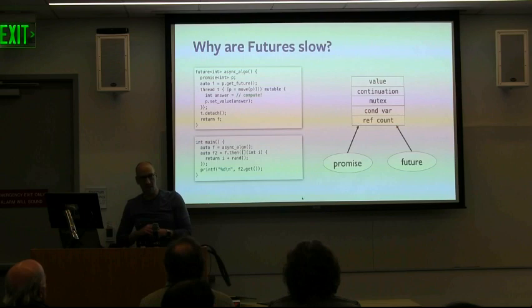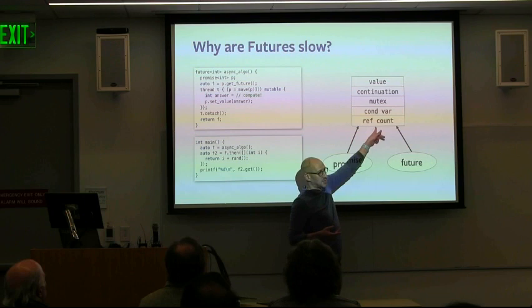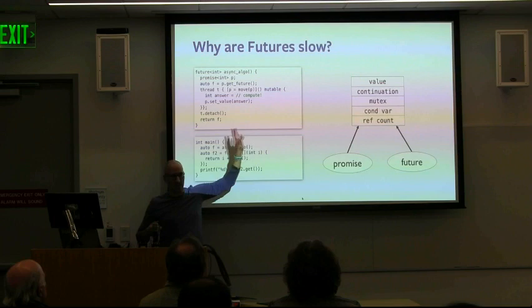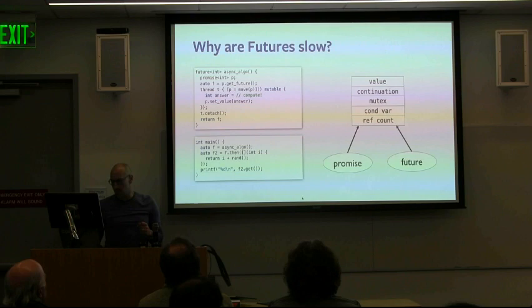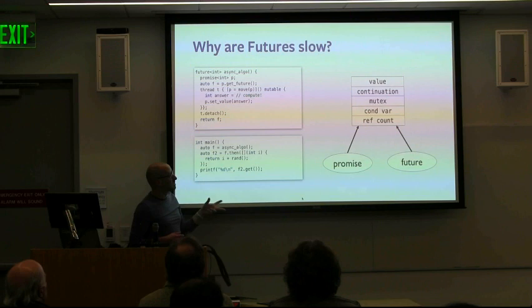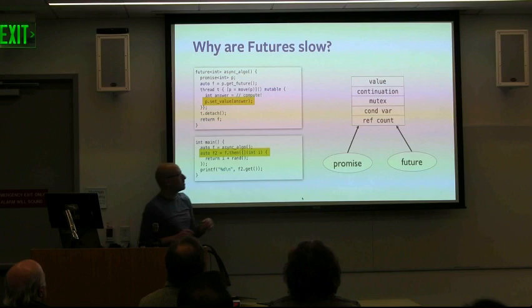So already, we know it's a heavy abstraction because here's an allocation, right? That has to live someplace where it's going to be available no matter what. So there's going to be an allocation there, a reference count, that's interlocked operations, that's synchronization. And we're going to have to set a value, and we're also going to be setting a continuation.